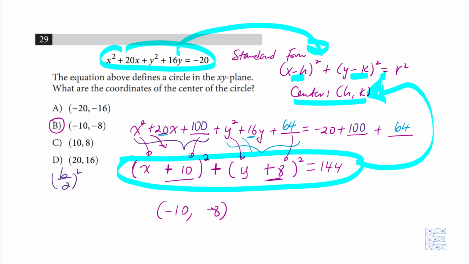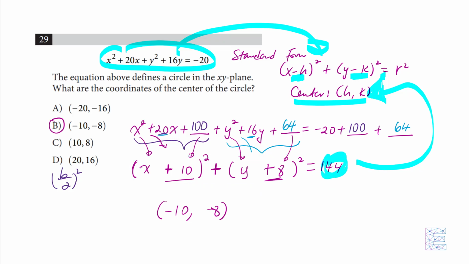Now if the question was asking for radius, you see that our radius squared is 144, because that's what the right side is. To find radius, you just square root it, and the radius would be 12. That's it.